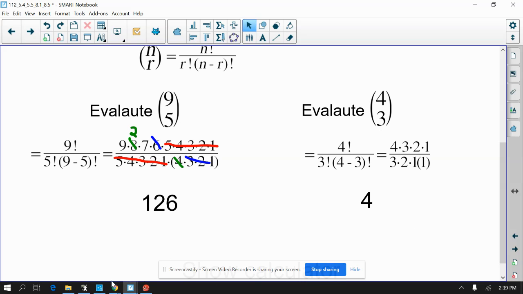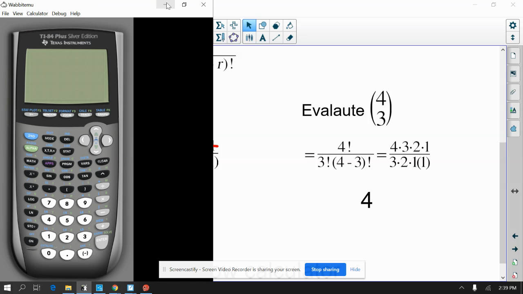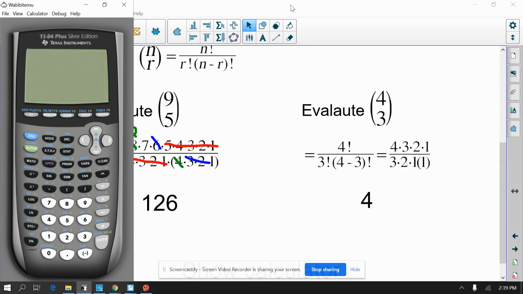So it's important that we know how to do this on our calculator. Let's do 9, 5. So first with the 84, the nice thing about the 84 is that it's totally free. It's free as an app. It's free online. I have it on my phone, whatever. So, for the TI-84, it's underneath math and then probability.